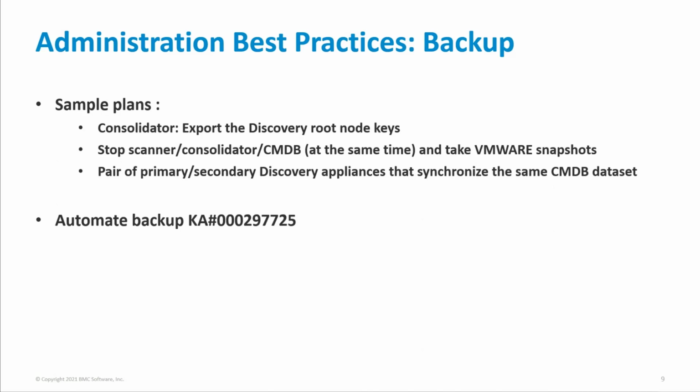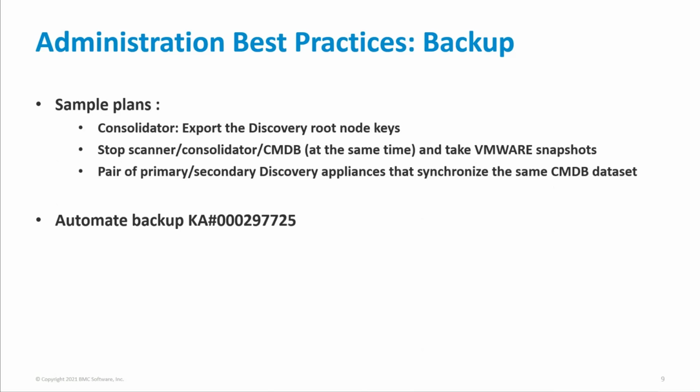In the second example, let's imagine that you have 3 scanners, 1 consolidator, and a CMDB. One of the options is to shut down everything and take a VMware snapshot of everything, including the CMDB. In case of problem, it would allow you to restore everything. I insist it is important to stop everything before taking a VMware snapshot, otherwise the restore will corrupt the data.